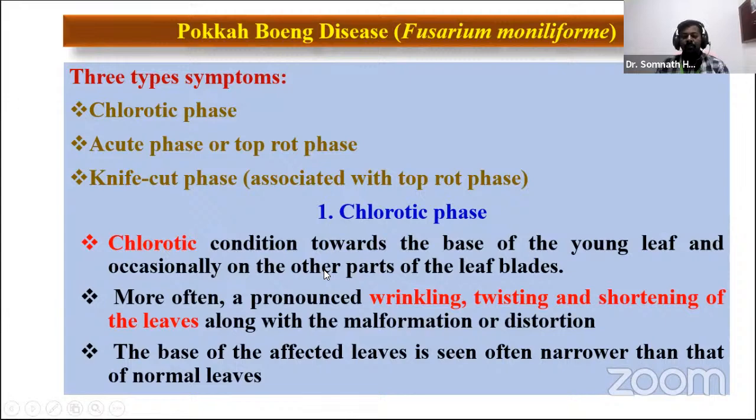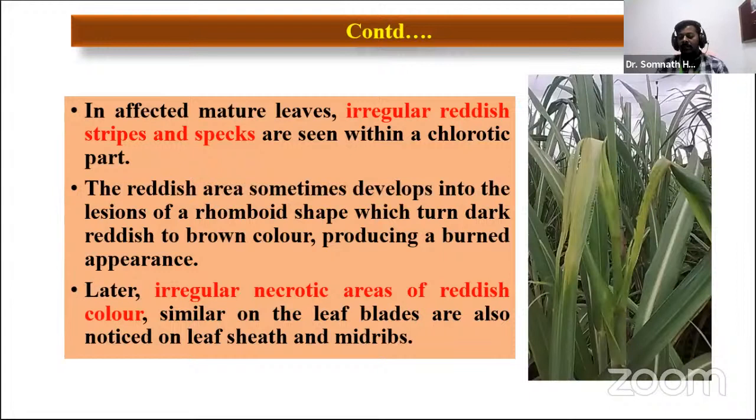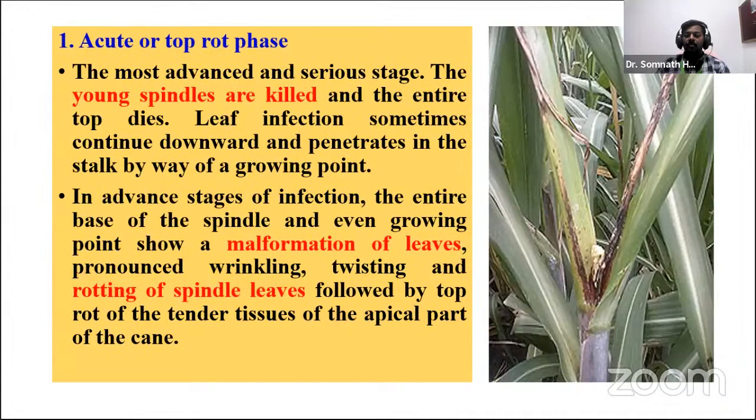This is the chlorotic stage of the disease, which is causing chlorosis of the leaves. This one is the top rot phase. You can see in the picture that the top is almost rotted due to the fungal infection. The growth of the cane becomes stunted, and there won't be further growth of the plants, and due to this there will be losses in the overall yield.